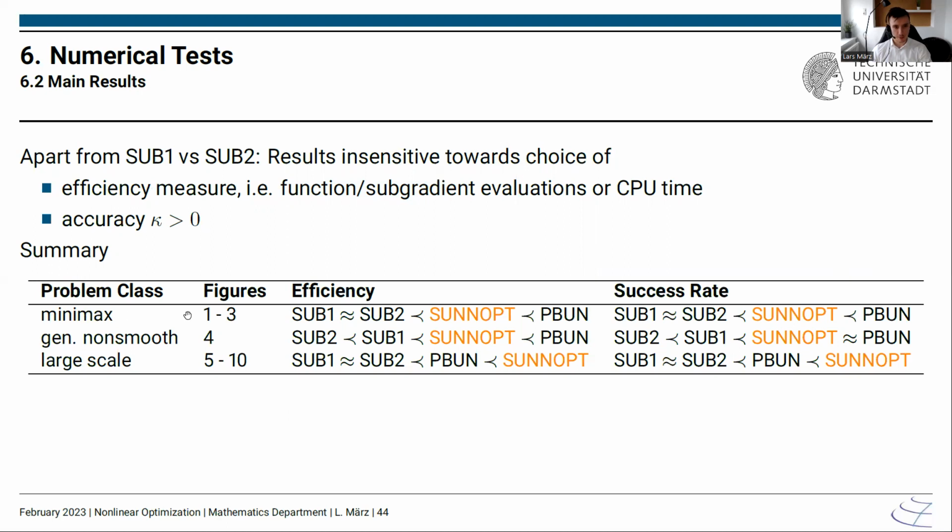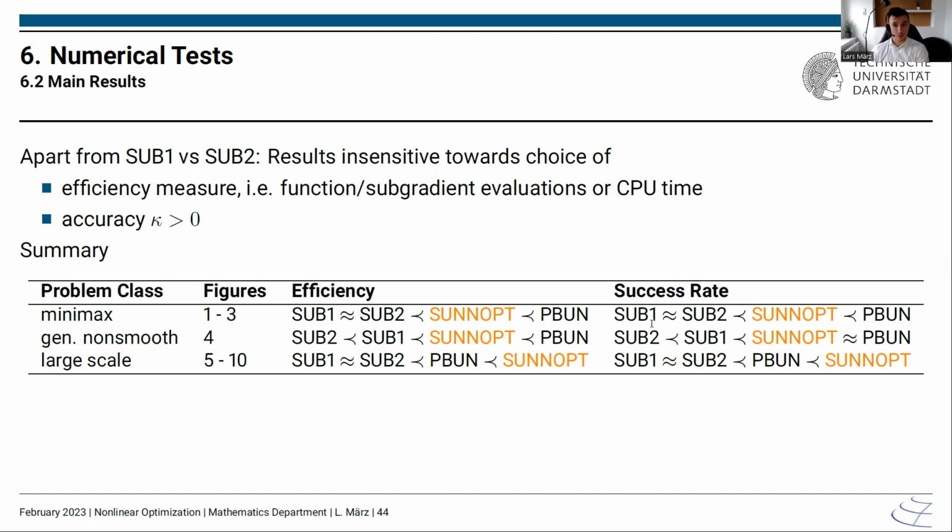So for minimax problems, which will be presented in figures 1 to 3, we see that the Quasisecant method is better than the subgradient methods and bounded above, so it's outperformed by the proximal bundle method. And that's more or less also the case for the success rate and also for generic non-smooth problems. However, for generic non-smooth problems, the success rate is actually on par with the proximal bundle method. But again, it's really dominating the two versions of the subgradient method.